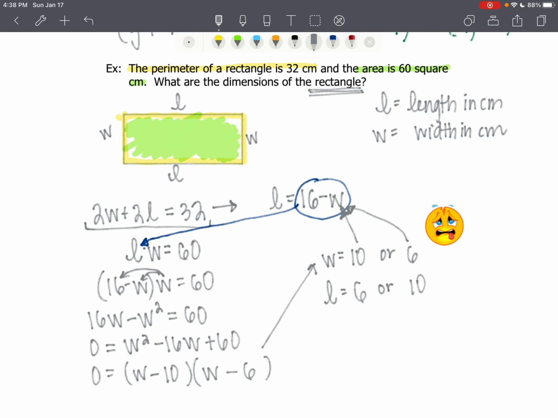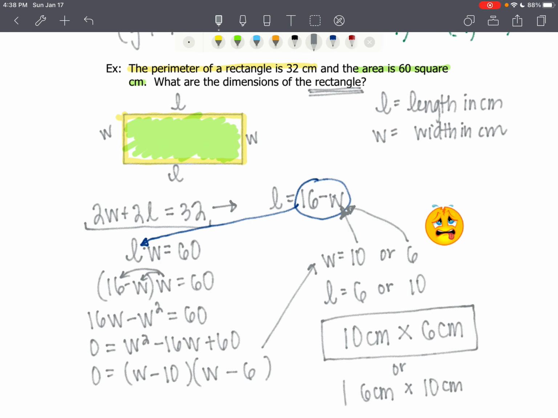So it's safe to say that the dimensions would be 10 centimeters by 6 centimeters, or you could say 6 centimeters by 10 centimeters. It doesn't matter which order that you put it in. That would be the correct answer. And that little X means by.